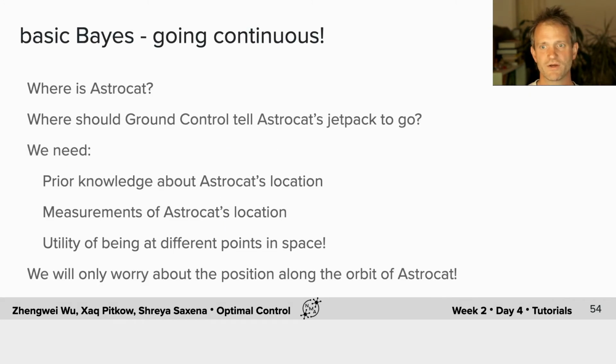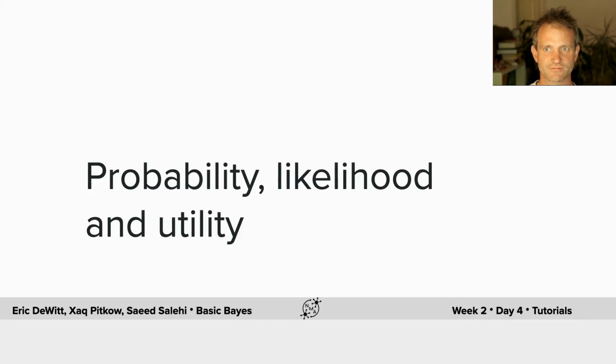So, where is AstroCat? Where should ground control AstroCat's jetpack to go? We need prior knowledge about AstroCat's location, measurements of AstroCat's location, utility of being at different points in space, and we will only worry about the position along the orbit of AstroCat, so it's a single continuous dimension.